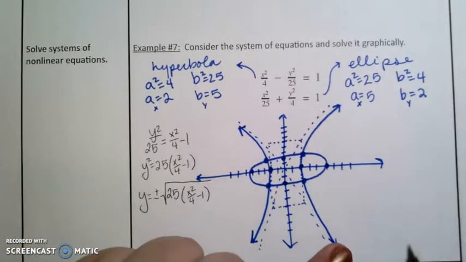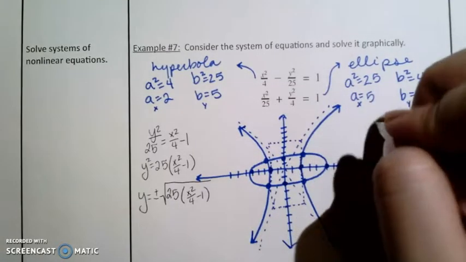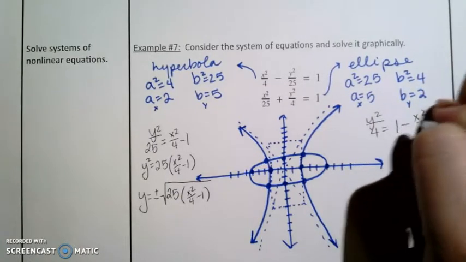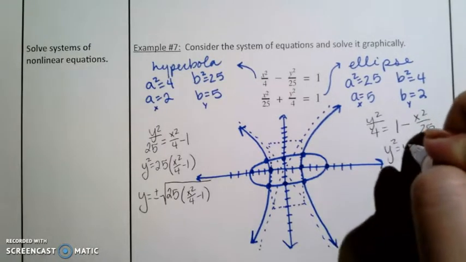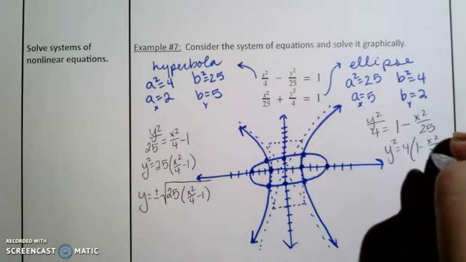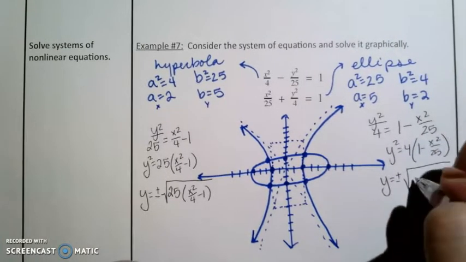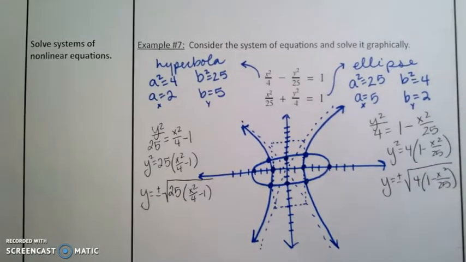And then for the ellipse, I'm doing the same thing, except I'm just going to subtract the x squared over 25. So y squared over 4 equals 1 minus x squared over 25. Multiply both sides by 4. Y squared is 4 times the quantity of 1 minus x squared over 25. And then square root. Y is plus or minus the square root of 4 times the quantity of 1 minus x squared over 25. Now when I put that in the calculator, I will have 4 different equations to put in.